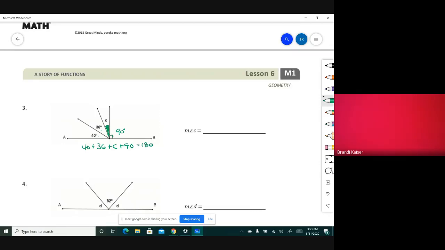Okay, so I'm going to combine like terms. So 40 plus 36 plus 90 should be 166. Plus C equals 180. I would subtract the 166 from both sides. And then that would leave me with 14 degrees for C.